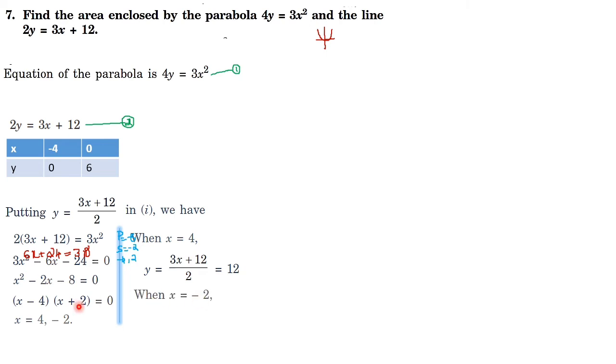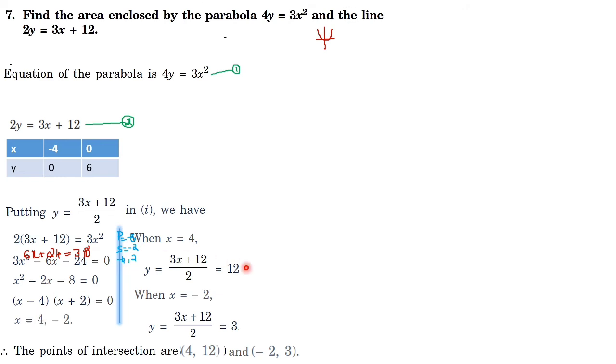Then again when x is equal to minus 2, if we put, what will happen? Y is equal to 3 into minus 2, that is minus 6 plus 12. Minus 6 plus 12 is 6. 6 by 2 is 3. So we have got the points of intersection completely. That means x is 4 means y is 12. So 4, 12 is 1 point. Another one is minus 2, 3.